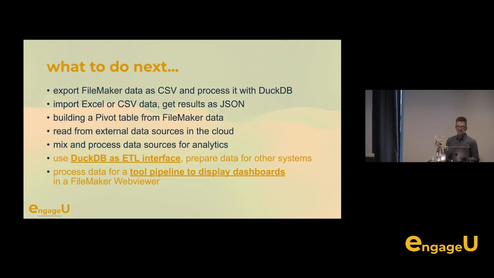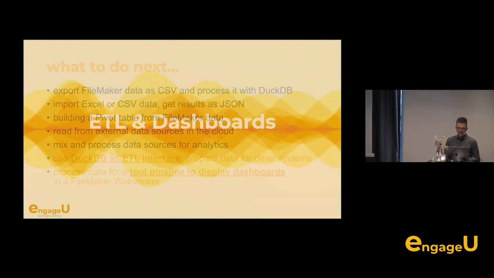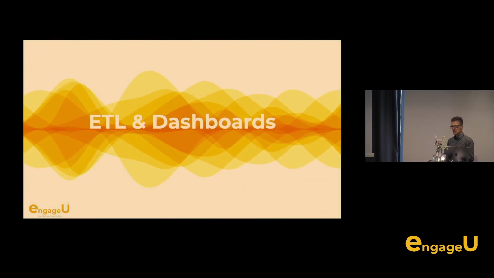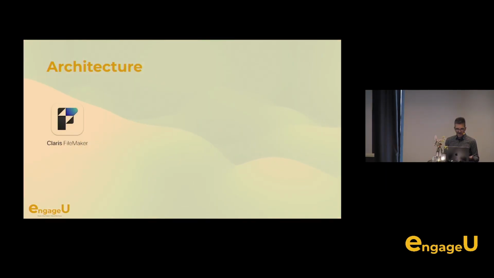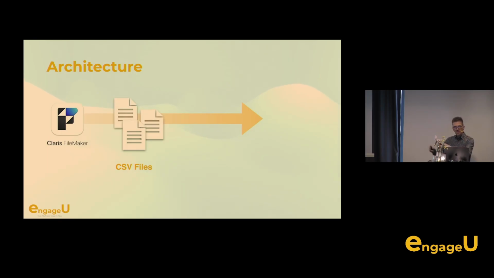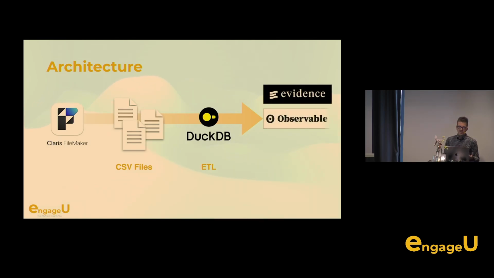So I have prepared an example from a real use case. ETL and dashboards, if you look at how it is solved in other systems, it is kind of always the same. So grab the data from somewhere, from your production systems. Our production system is FileMaker. So we build this pipeline here. We push out CSV files from FileMaker because it's cheap in processing power. It goes fast. We use DuckDB first as an ETL engine to transform this data to the format that the dashboard engines will need.